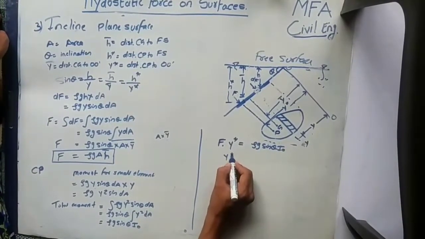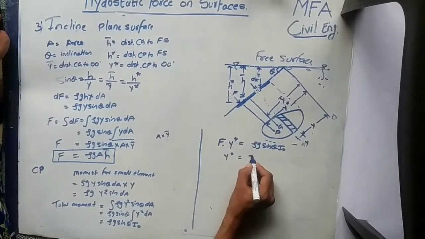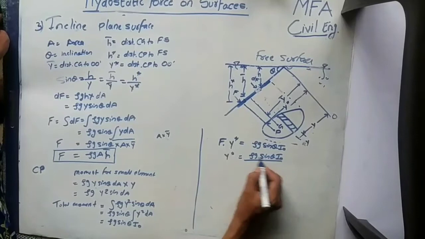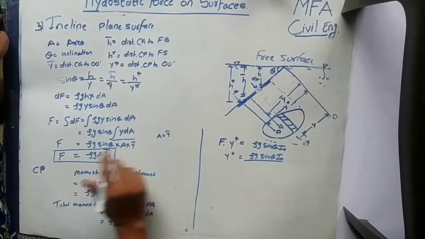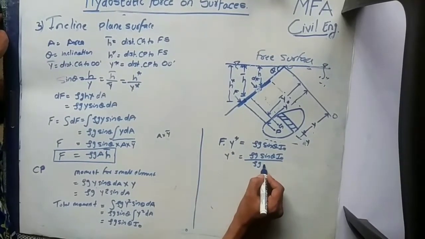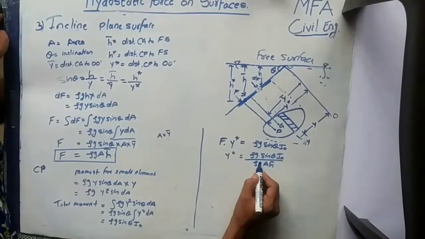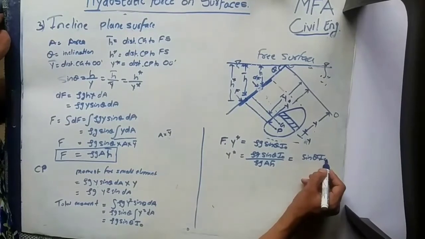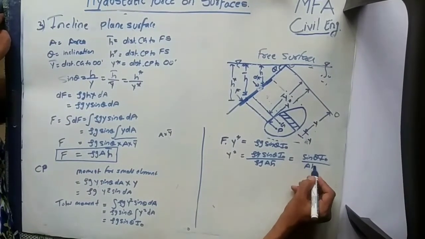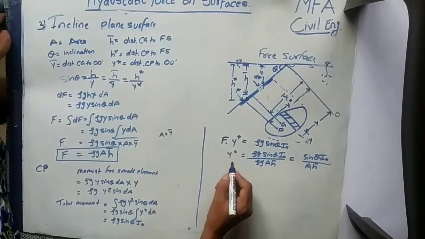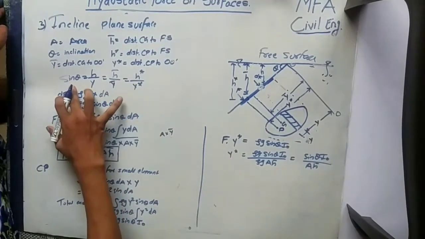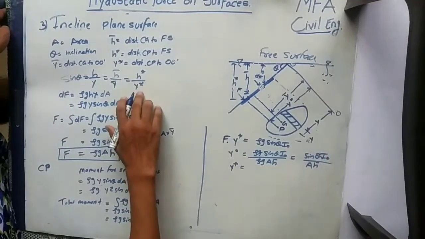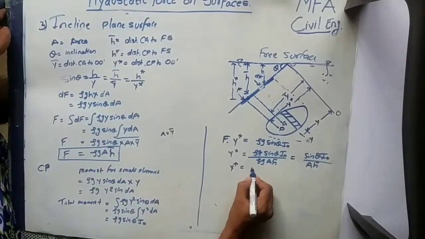Now y star is equal to rho g sin theta I0 upon F. We have calculated the value of F as rho g into area into h bar. Rho g gets cancelled, so y star is equal to sin theta I0 upon area into h bar. Now from this relation, h star is equal to y star into sin theta.